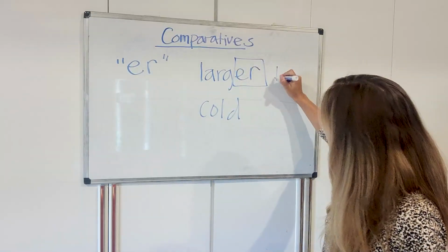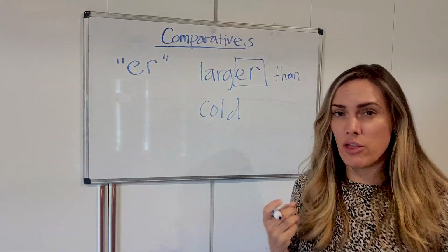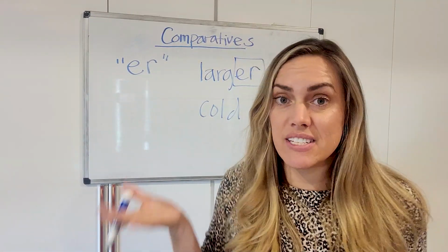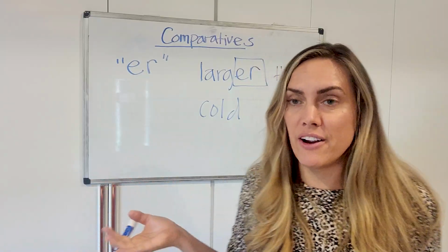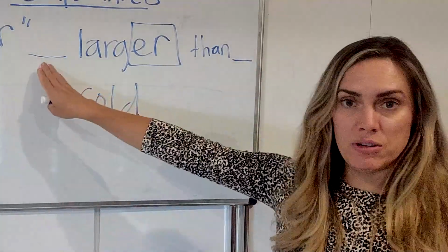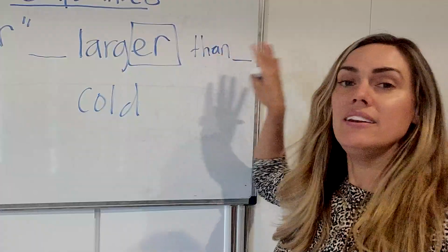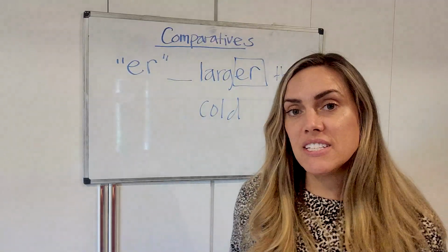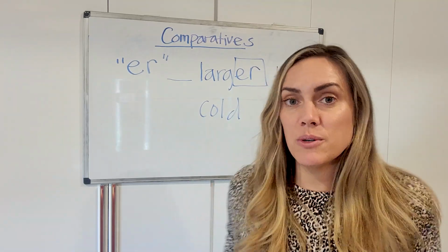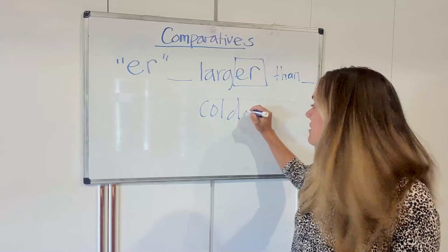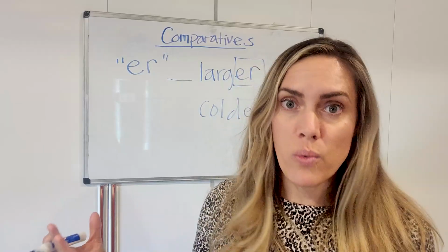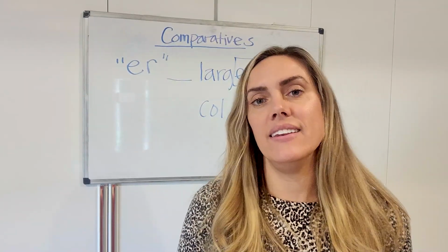Larger than, okay? Don't forget the word than, because when we're comparing, we always need to use than because there's two things being compared. So something's over here and something's over here. My neighbor's house is larger than my house. Or what about this one? Cold. This word, cold. It's one syllable. Well, to make it a comparative, just add ER, colder. It is colder in Norway than it is in California.